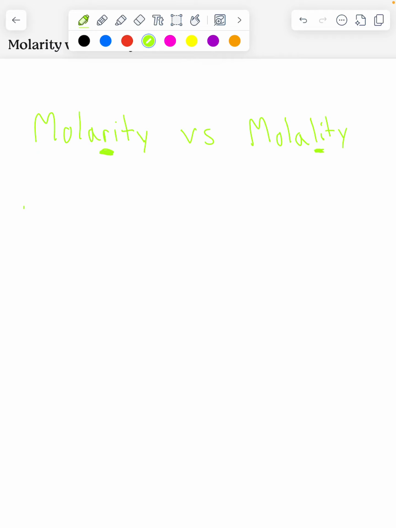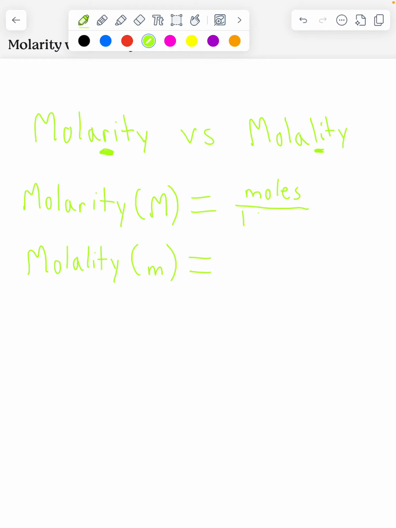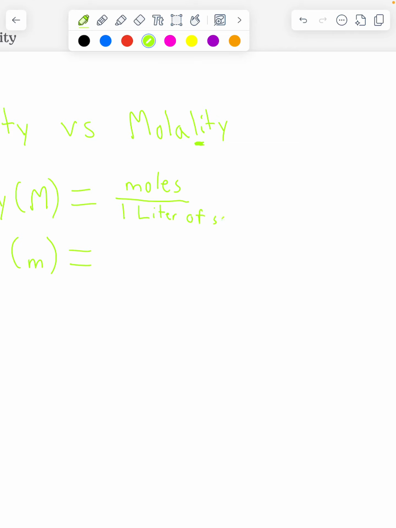So what is molarity and what is molality? To add to the confusion, molarity is represented with a big M, and molality is represented by a little m. Why did they do this? I don't know. Nobody asked me when they made it. Okay, so we're over here. Molarity is equal to the moles of a substance per 1 liter of solution.